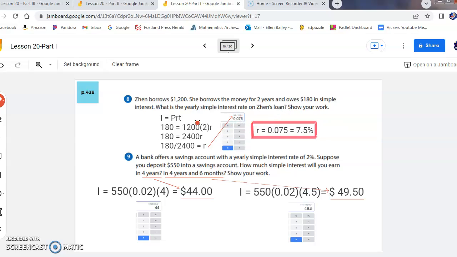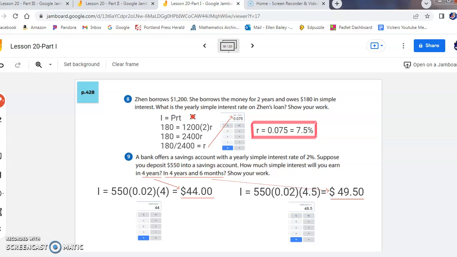All right, so you can see I used a calculator, but I just used the formula. Now here is where it gets a little tricky. In this case, we are going to have to solve for R. So I know what the interest is, so I put that there for interest. The principal is 1,200. I know the time is 2. I don't know what the rate is.